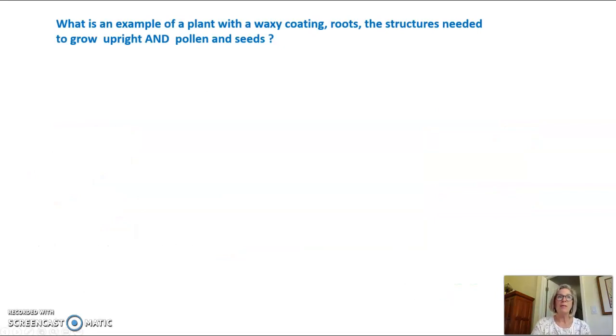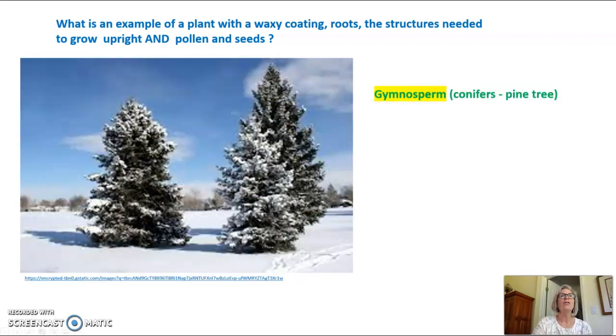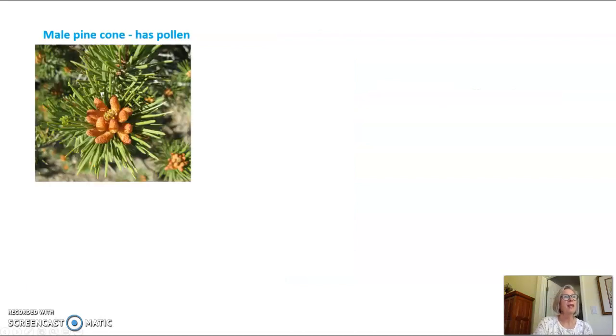So what's an example of a plant with a waxy coating, roots, the structures needed to grow upright, and seeds and pollen? Well, that's our gymnosperm. And I've pictured here a conifer, which is a type of gymnosperm. They're pine trees. So your pine trees have both seeds and pollen. Now let's look at where these come from in the tree. There are actually male and female pine cones in a pine tree. I bet you didn't know that.